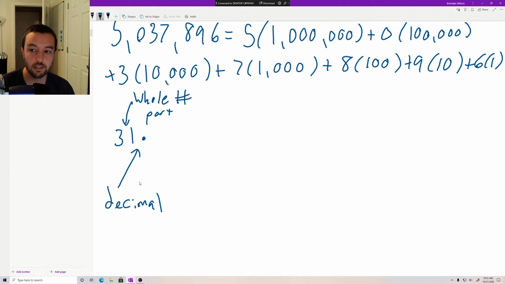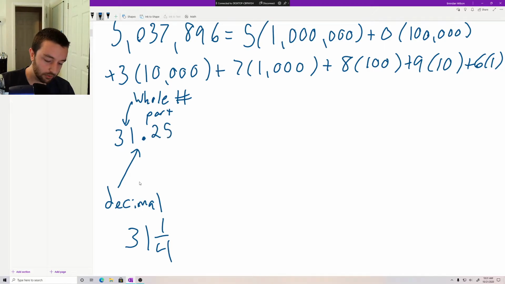Okay, just like with fractions, if we had a mixed number like 31 and 1/4, for example, we have the whole number part, the 31, and then the 1/4 is the fractional part, which only represents part of a quantity. Same exact thing with decimals. The 31 is the whole number part. The decimal part is going to be only a partial quantity. Okay. So if we have 31.25, for example, the 25 is what we would call the decimal part. Okay. So this is the decimal part.